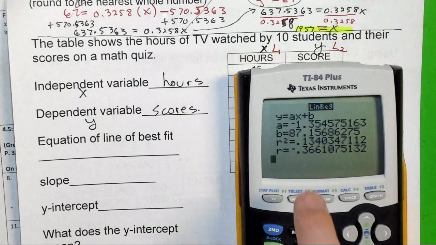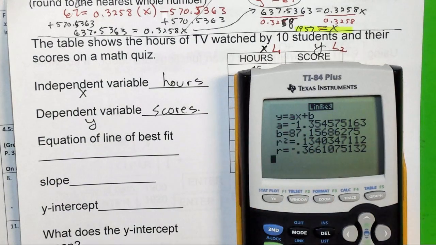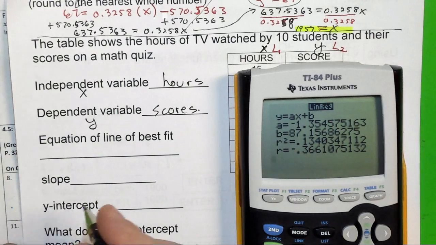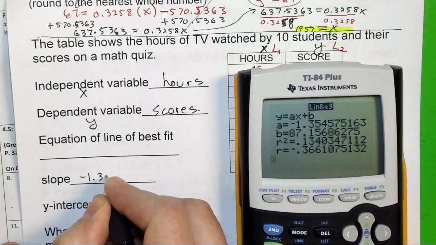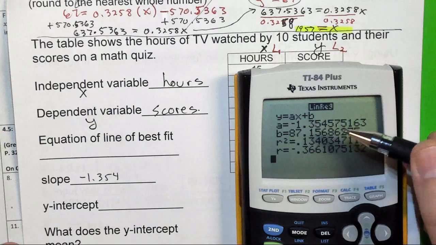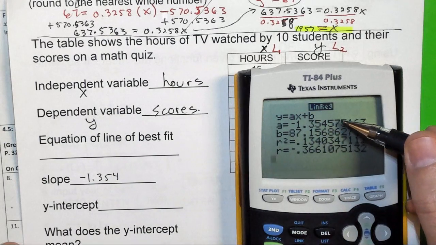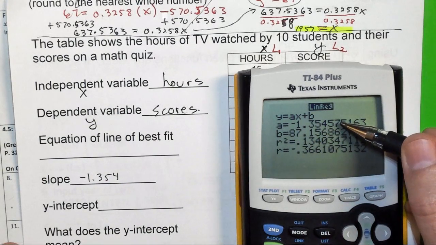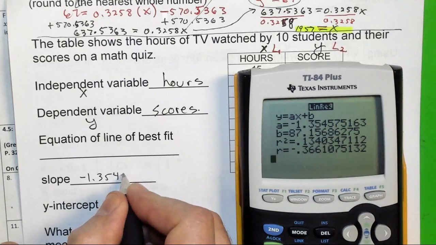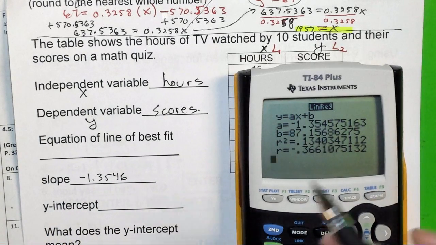So I need to write that down. Now the A value is my slope. Let's write 4 decimals down. So negative 1.354. Now, there's a 5 here. What does the 7 do? Round it up or down? Up to 6. Okay? And then what's the y-intercept?